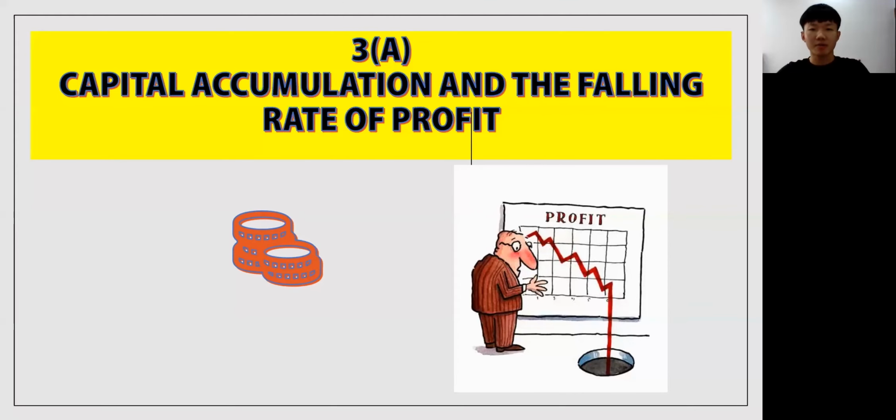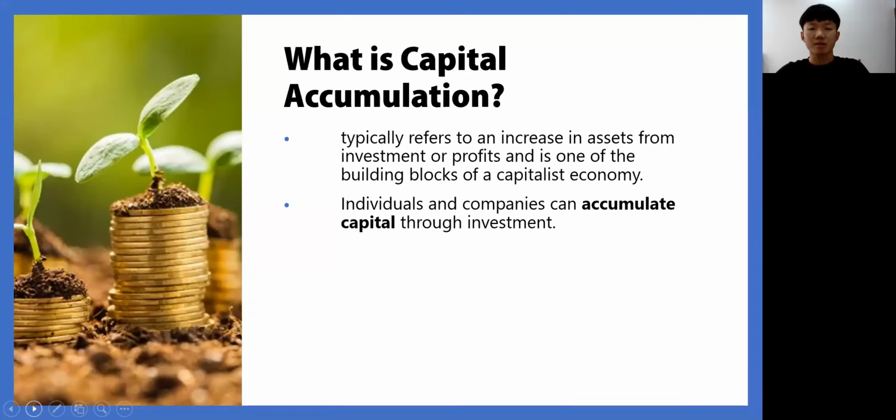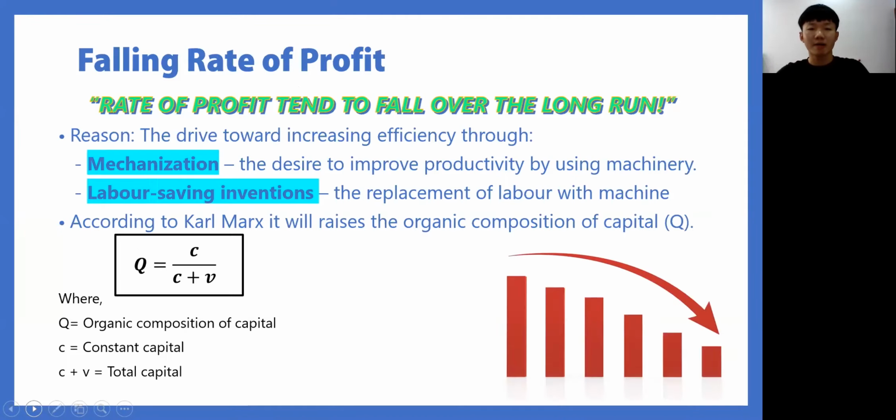I will continue to present about 3A, that is capital accumulation and the falling rate of profit. What is capital accumulation? It typically refers to an increase in assets from investment or profit, and it is one of the building blocks of the capitalist economy. The next part is the falling rate of profit.